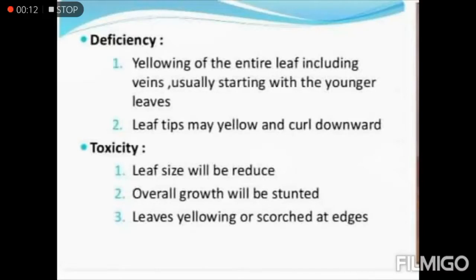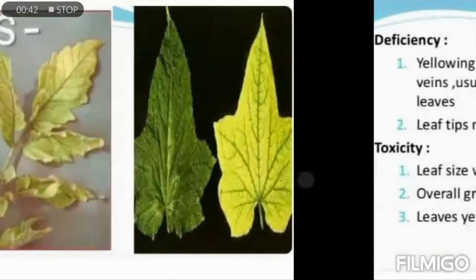Deficiency: if we face a deficiency of sulfur in the plant, there is yellowing of the entire leaf including the vein, usually starting with the younger leaves. Leaf tips may yellow and curl down. If we have immobile nutrients, the deficiency will appear in the youngest leaves first. Toxicity: with a high concentration of sulfur, the leaf size will be reduced. Overall growth will be stunted and the leaf yellows or scorches at the end.